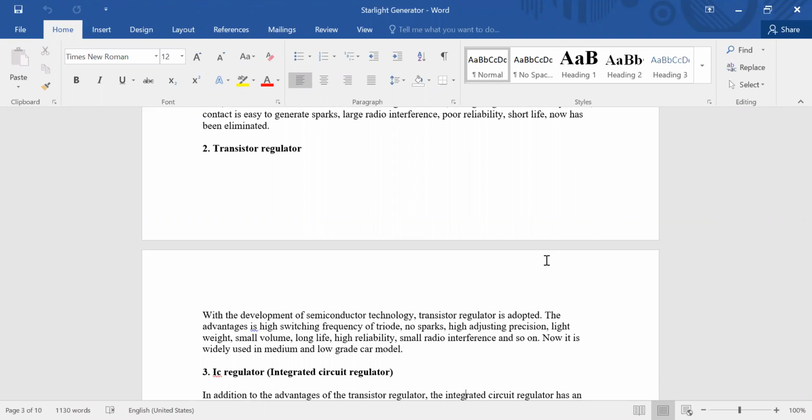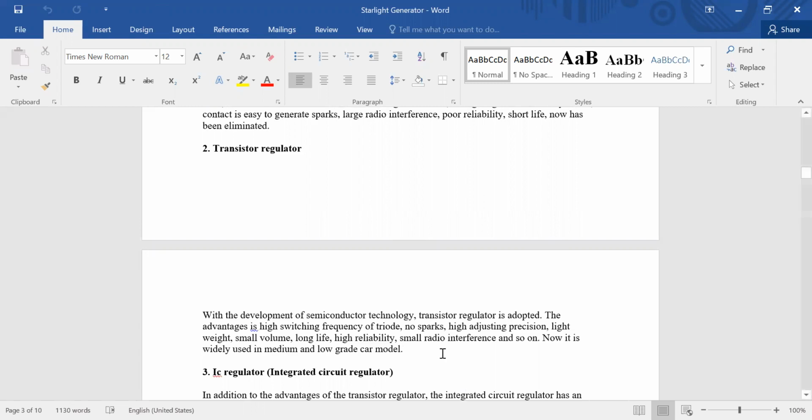So, the advantages of this transistor regulator: it has a high switching frequency of the triode, so no spark will be there. High adjusting precision will be there because of its light weight, small volume, and long life. So it is highly reliable with small radio interference and so on. Now it is widely used in medium or low grade car models.